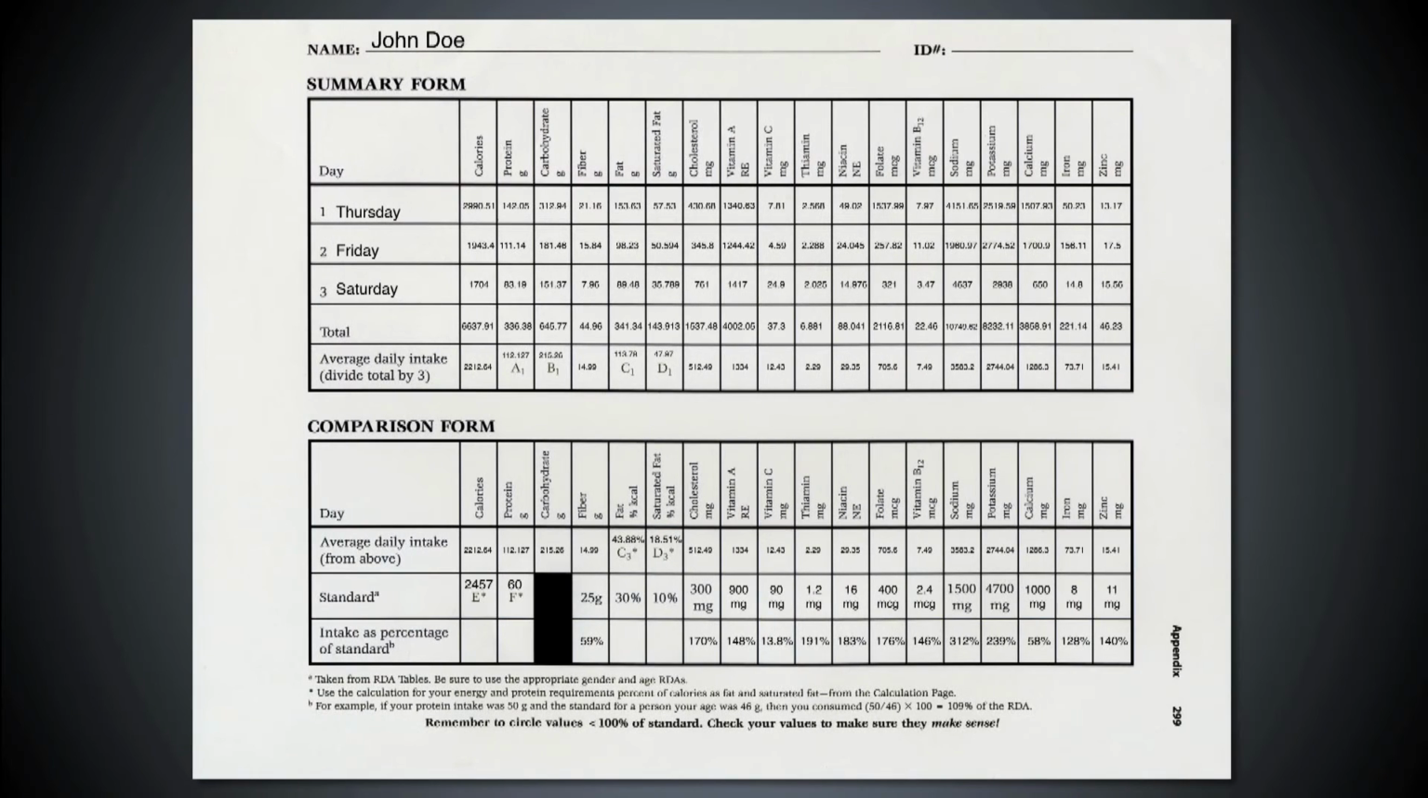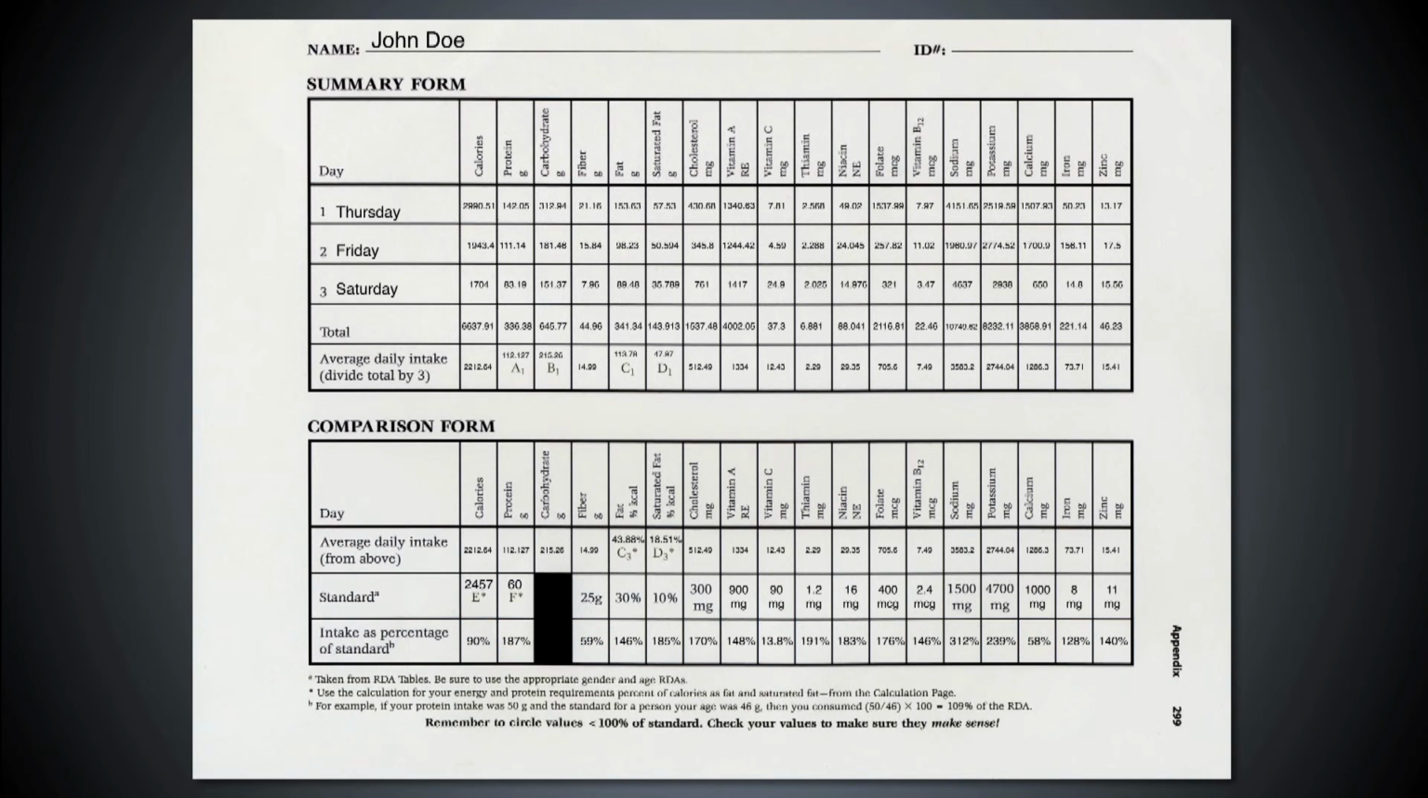Back on the comparison form, complete the intake as a percentage standard for E, F, C3, and D3. Don't let the percentage signs on C3 and D3 throw you off. Just calculate as you would for the rest of the nutrients. Don't forget to circle your values that are less than 100%.